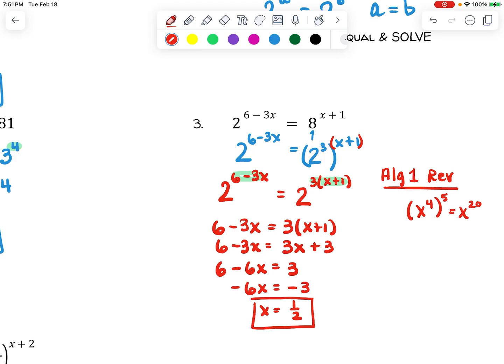So it might not be pretty, but we could check it. So let's check it, because I'm not convinced. Did I mess up my algebra? I'm sure you'll find a mistake somewhere.